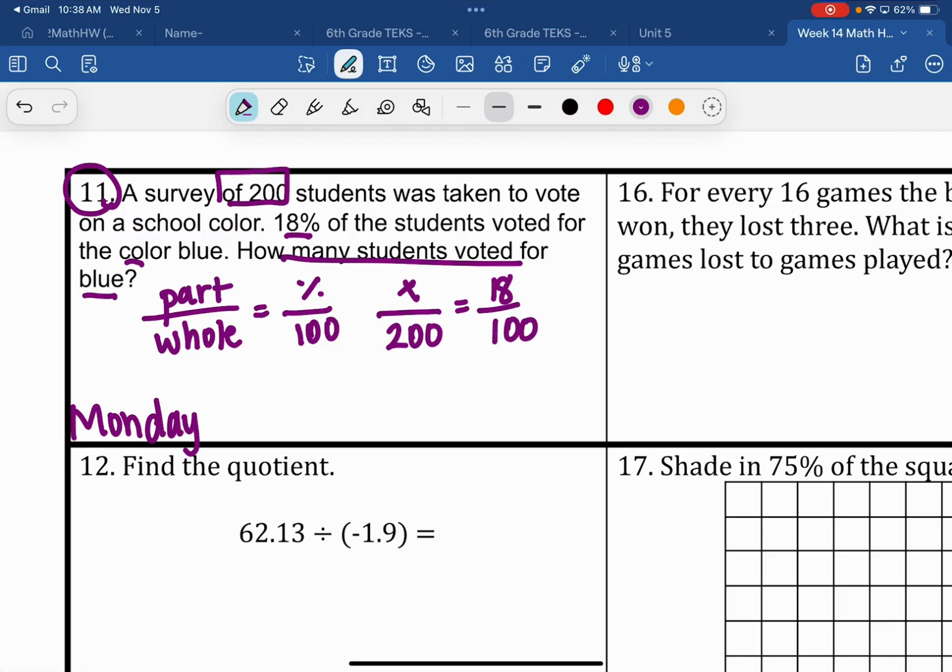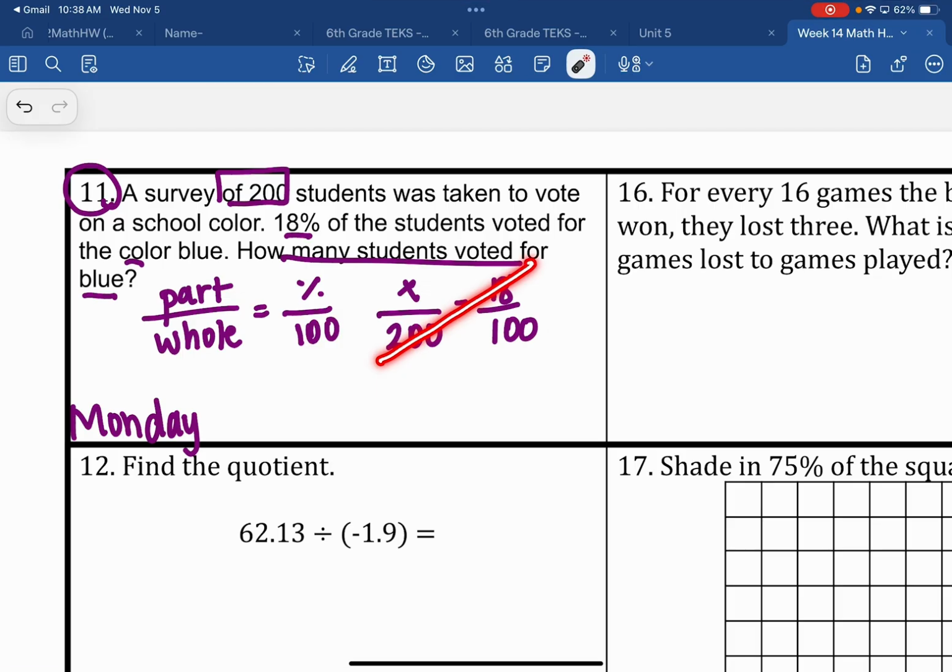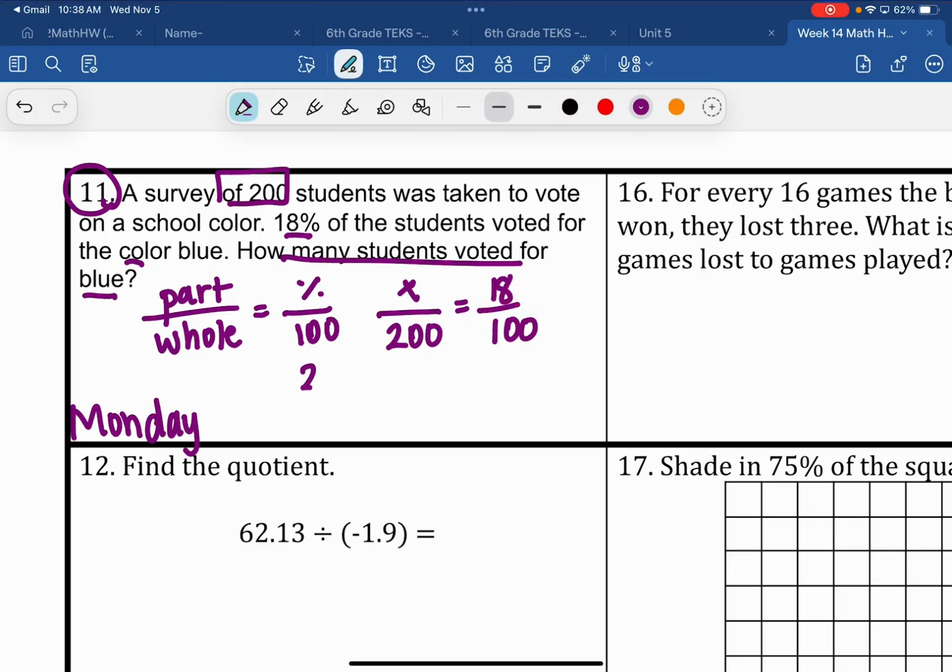Well, now how do I solve that? So it's called cross multiplying and then dividing. So what you'll do is you're going to take 200 times 18, and then you're going to divide that by 100. So you would do 200 times 18, and whatever that answer is, then you are going to divide it by 100 to get your final answer. Okay?